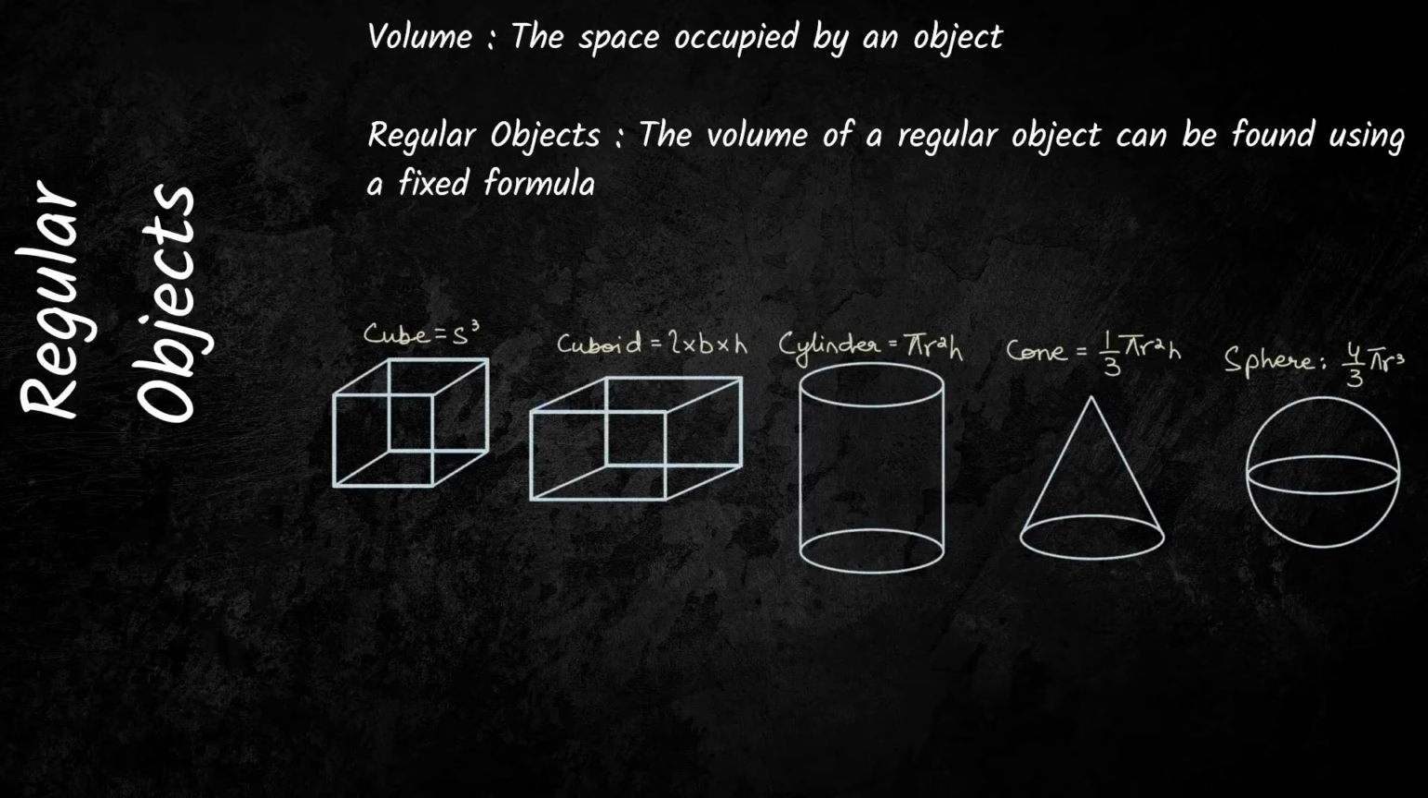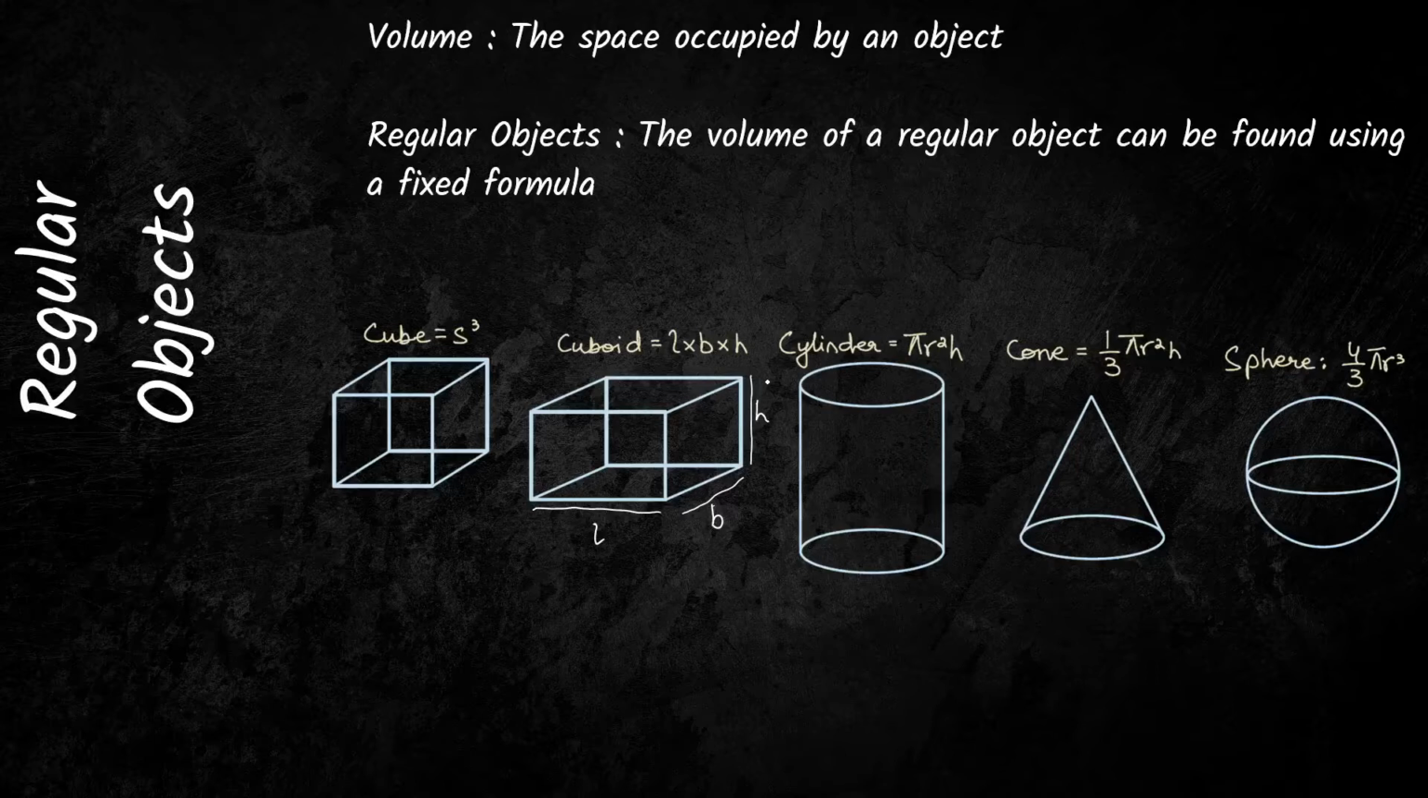These right here are some examples of the shapes and their formulas that you need to remember. The first one is a cube, and for a cube, the volume is side cubed. The second one is a cuboid. For this, the volume is length into breadth into height. This right here can be said to be the length. This right here is the breadth, and this right here is the height.